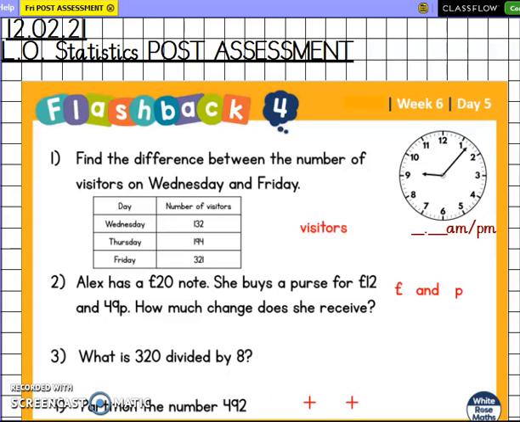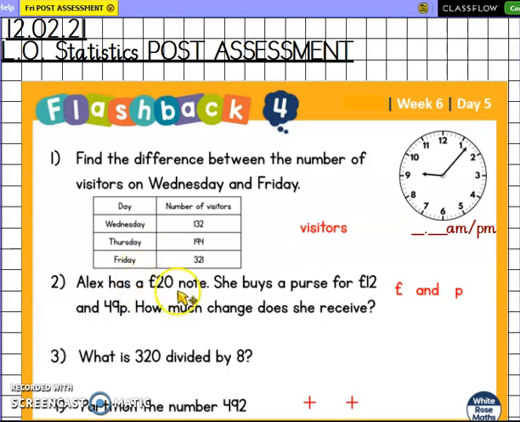It's Miss Biggs here. Here is your Friday's post-assessment of all the learning we've done so far on statistics. To help us get warmed up, please record in your book today's date and learning objective, and then do your flashback 4. Number 1, find the difference between the number of visitors on Wednesday and Friday. Find Wednesday, find Friday, and find the difference means do subtraction.